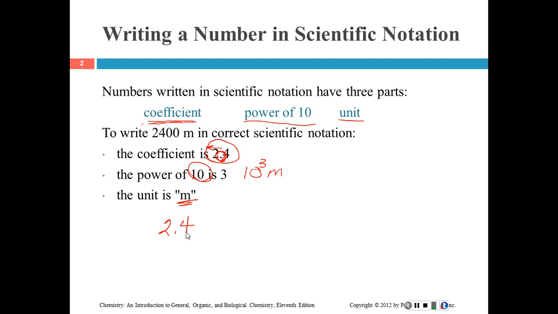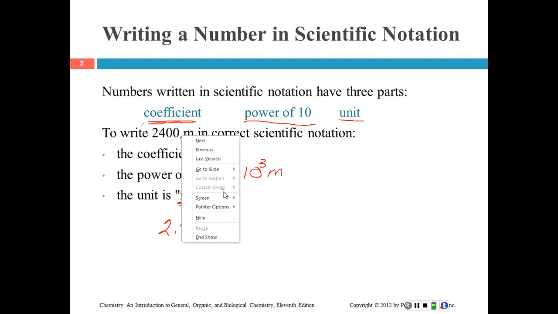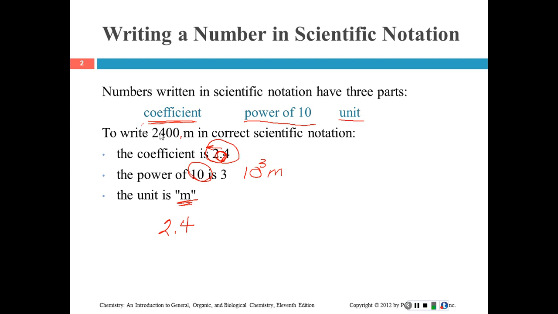2.4. And then what I've got to do is, wherever the decimal would be, I have to go back 1, 2, 3 places. Now I said that the power was 10 to the 3rd, because this is a big number, right? So if it's a big number, this exponent is going to be positive. So that would be 2.4 times 10 to the 3rd.